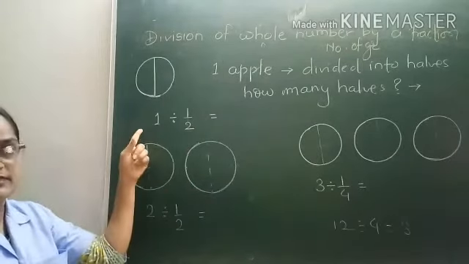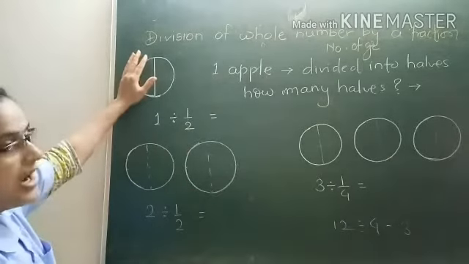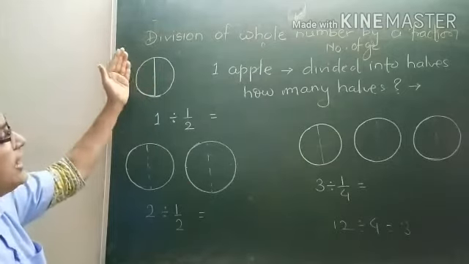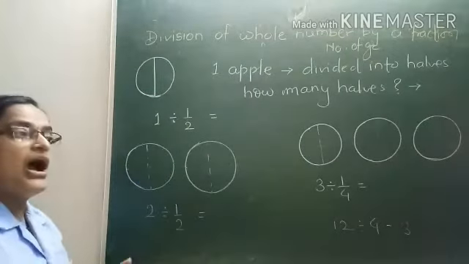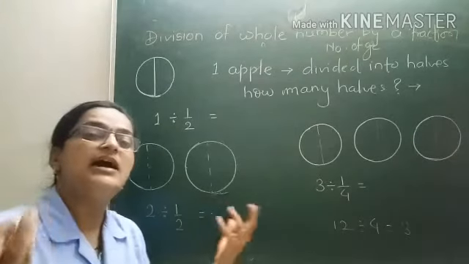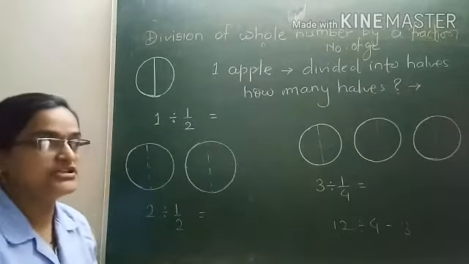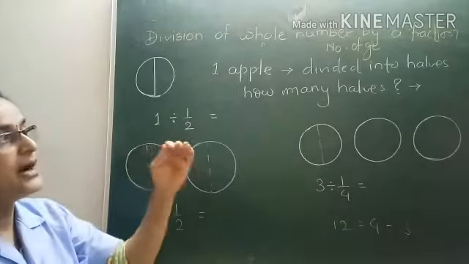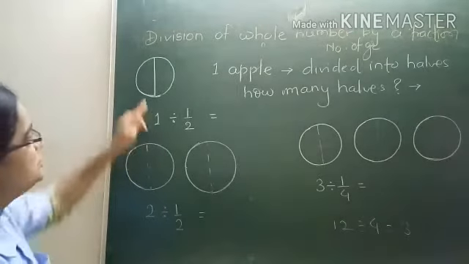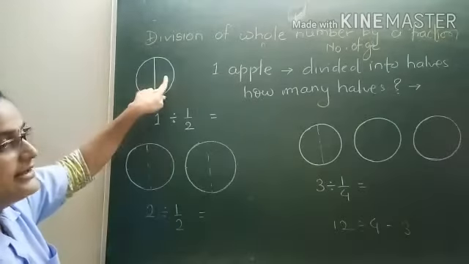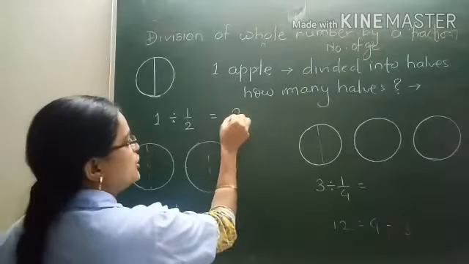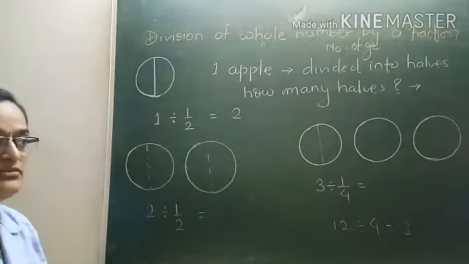Likewise, see my question now. I have one apple. I have divided it into half parts. So how many half parts are formed? That is the question. Can you tell me how many half parts are formed? This is one half and this is the other half. So I got 2 half parts.